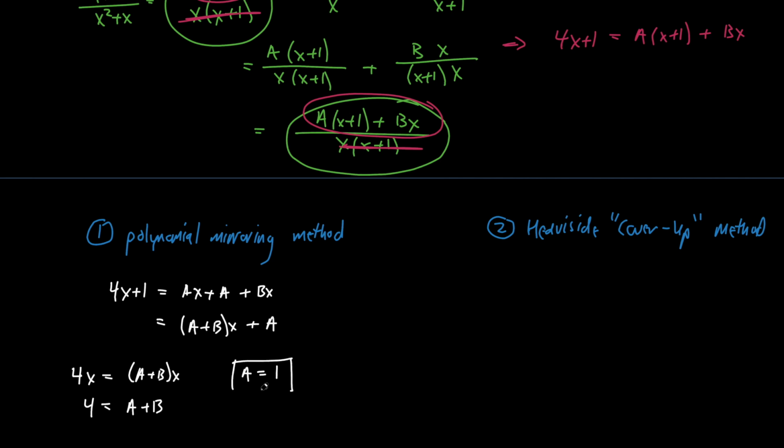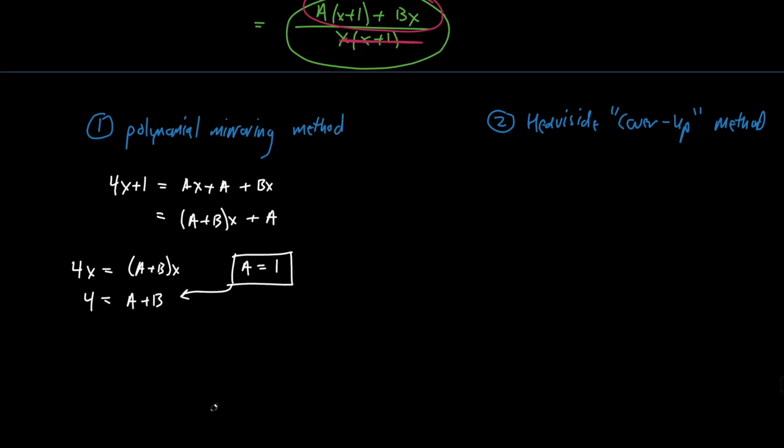I have one of my constants. I can just throw that over here, plug in a is 1. You get 4 equals 1 plus b. I find that b is equal to 3. Awesome. So I have a is 1, b is 3.